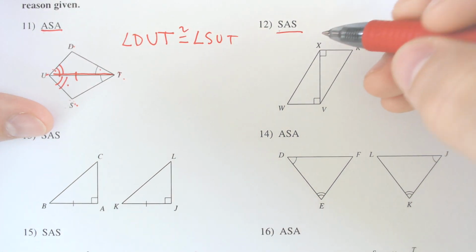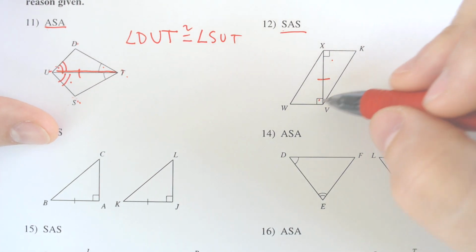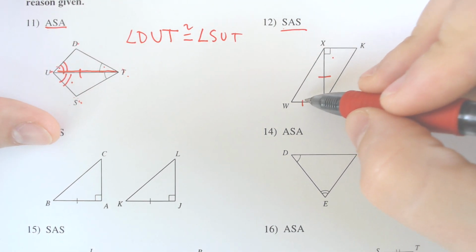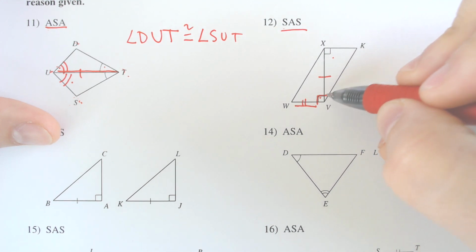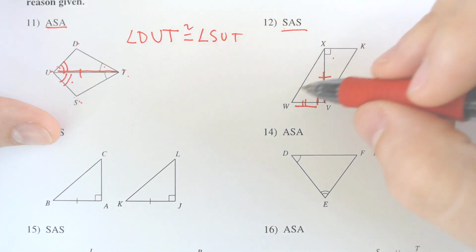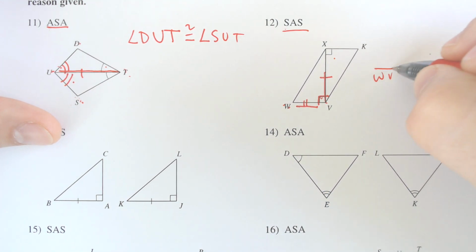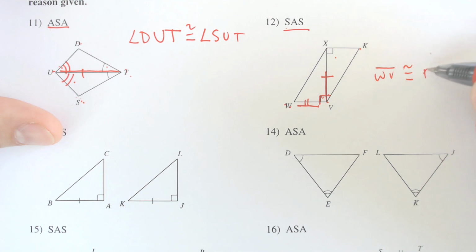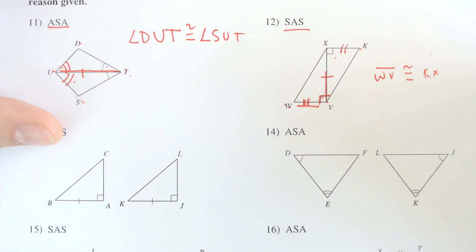We got side, angle, side here. We have a shared side. We have the 90-degree angle. If it needs to be side, angle, side, that angle has to be in between two sides. So that would be here. See how here I have a side, angle in between, and then the other side. So that would be side WV must be congruent to KX on the other triangle, because it's going to be that short side right there.